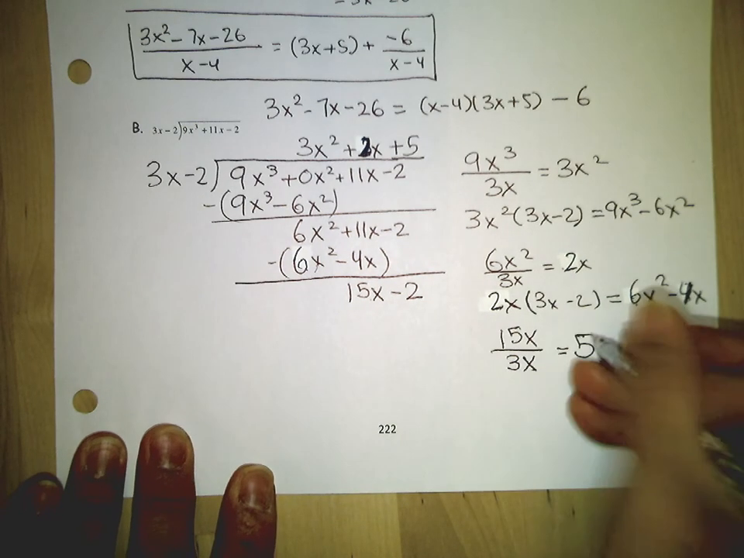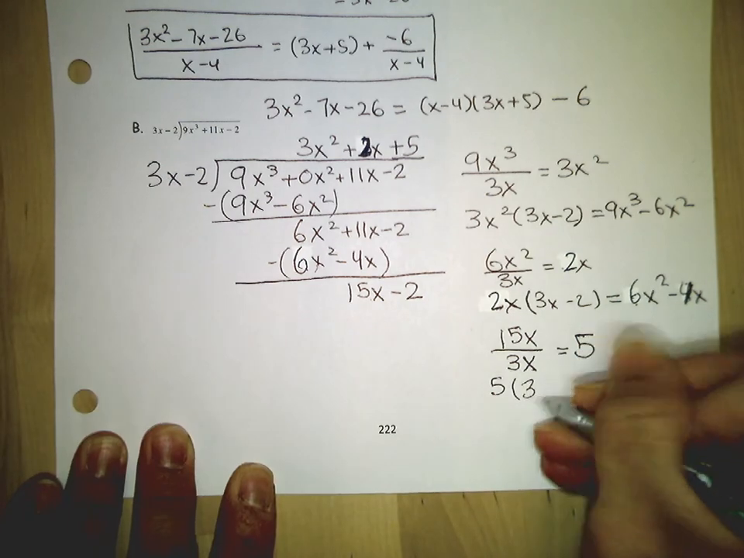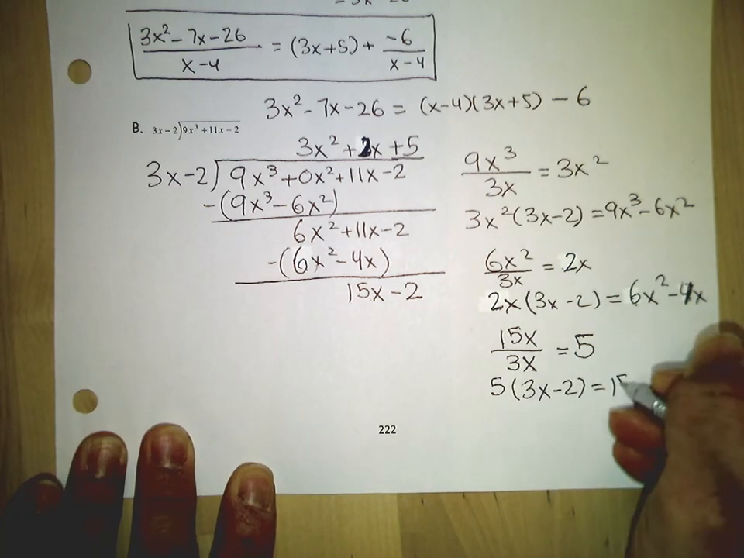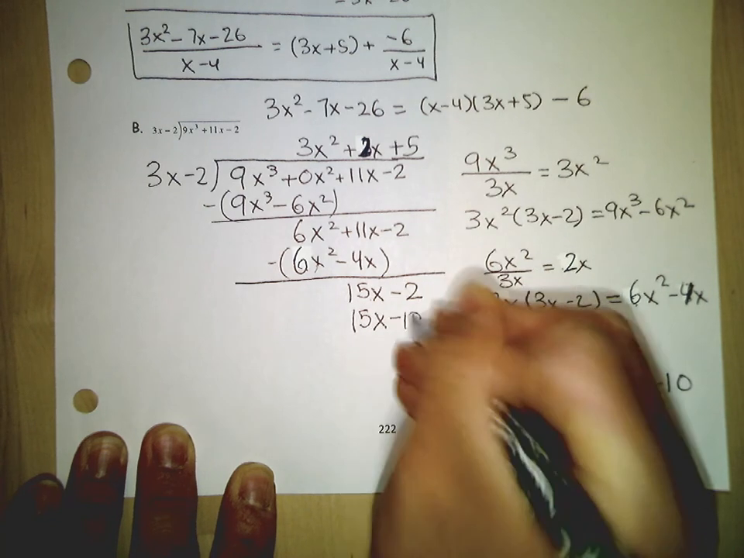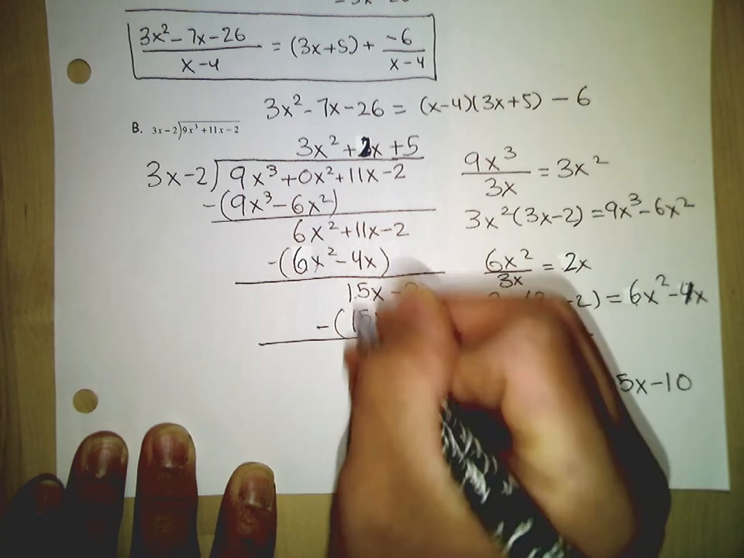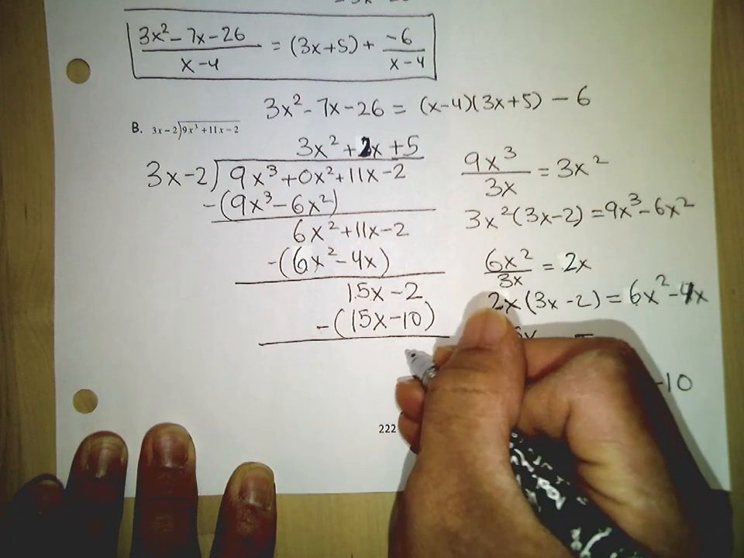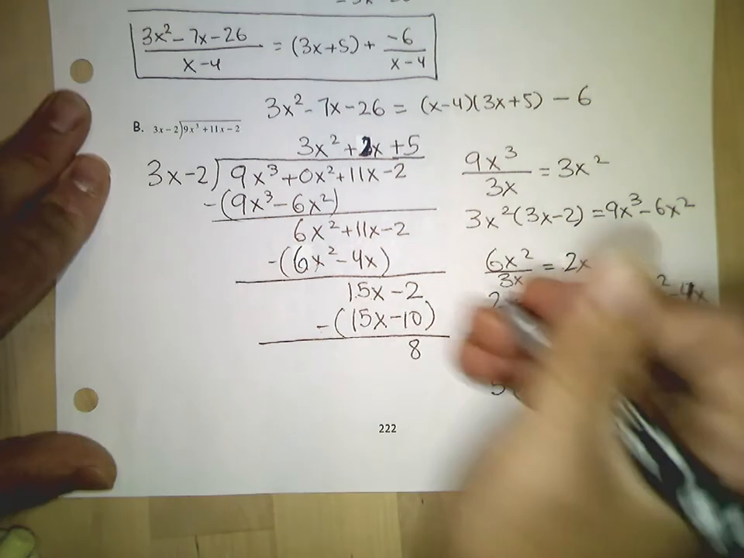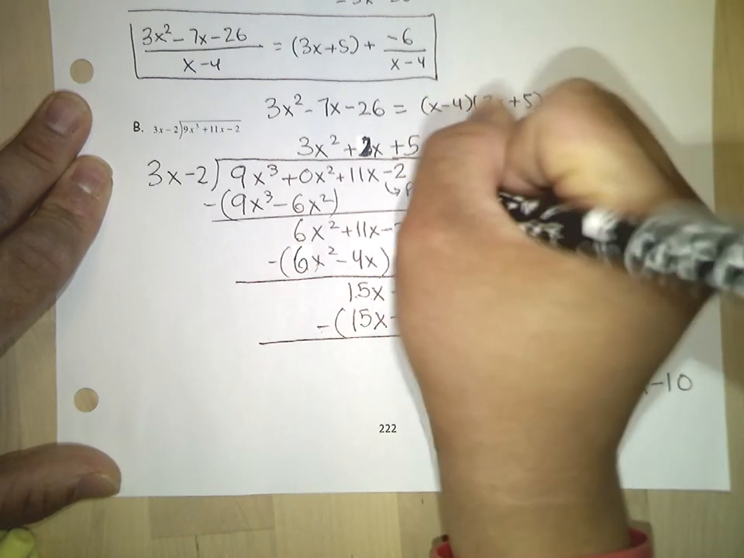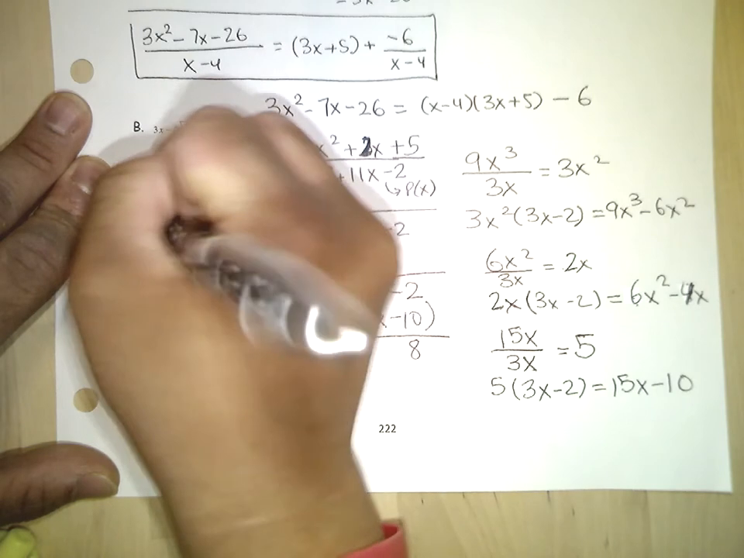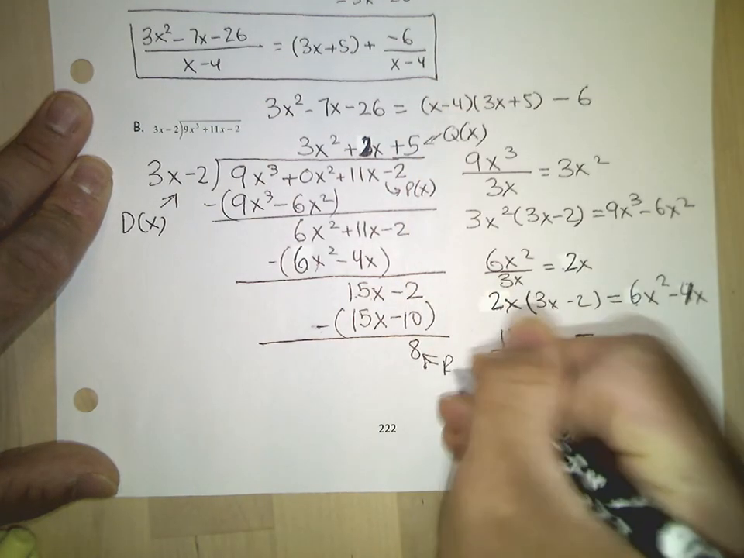All right, so then 5 times the divisor of 3x minus 2 is 15x minus 10. So we have 15x minus 10. Then we subtract: 15 minus 15 is 0. Negative 2 minus negative 10 is a positive 8. So this is the dividend, p of x. This is the divisor, d of x. This is the quotient, q of x. This is the remainder, r of x.